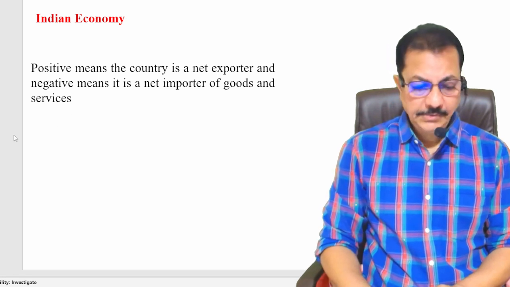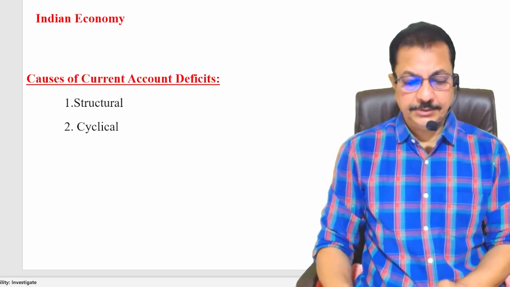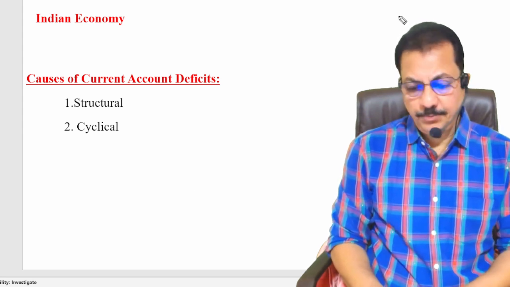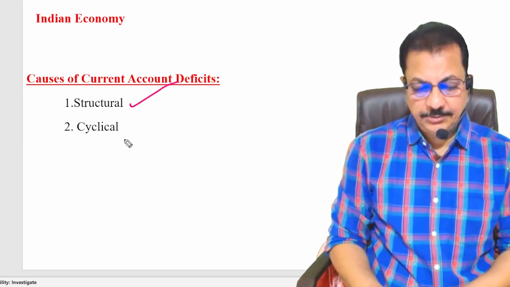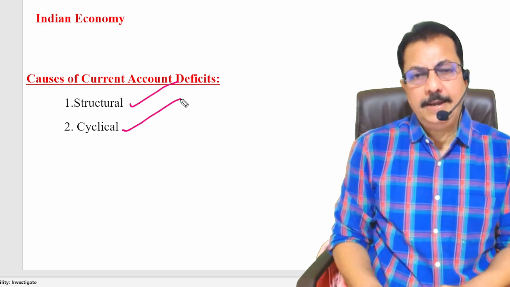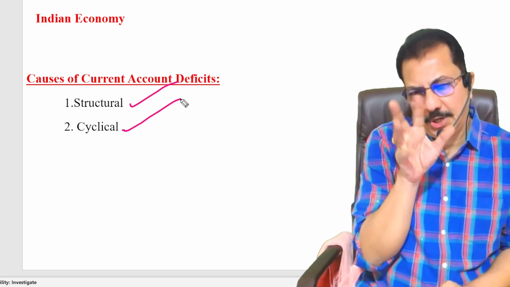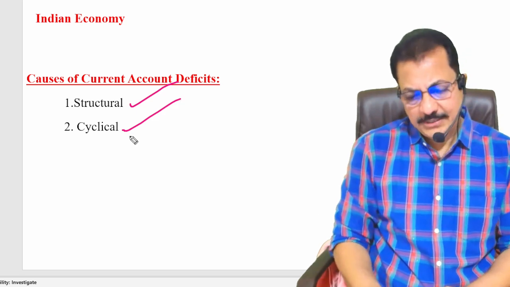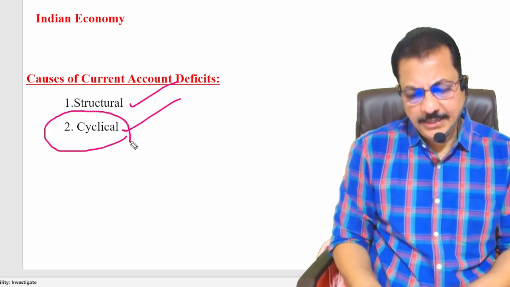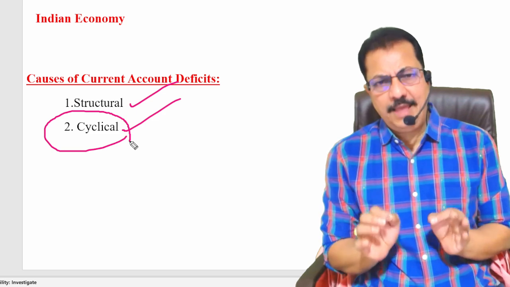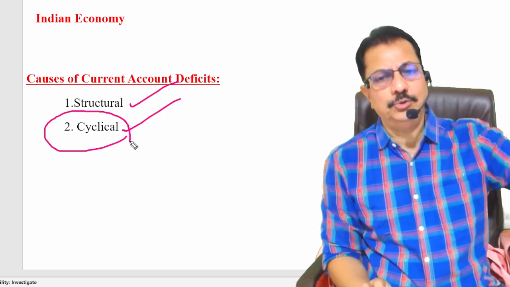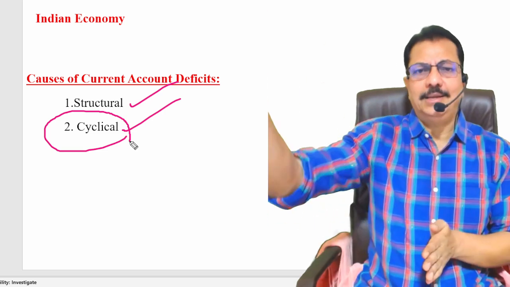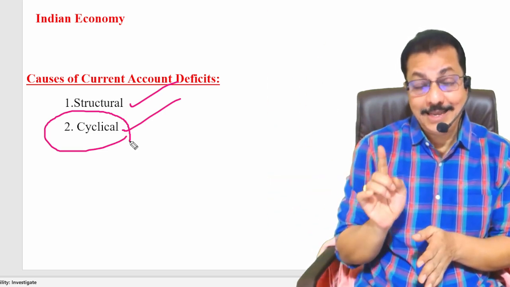Now let's look at more points. When it comes to the current account deficit, it may be structural or it may be cyclical. If you have structural deficits, that will lead to more losses. But cyclical is very common. That is the reason why every time we cannot say our economy is booming, and every time I cannot say my exports are higher than the imports. That is cyclical.